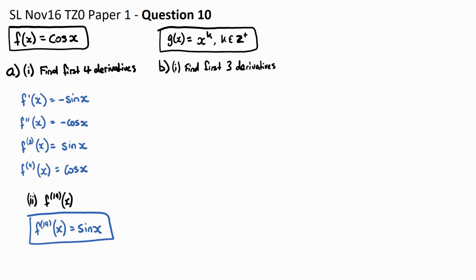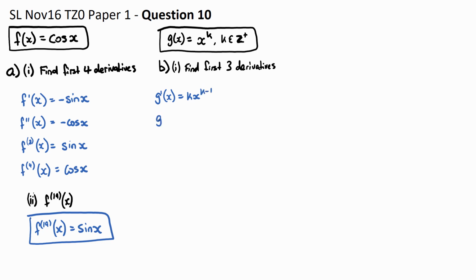Question 10, part B. It says let g(x) equal x to the power of k, where k is a positive integer. Now in part 1 it says find the first three derivatives of g(x). So g dash of x. Now this is just a polynomial, so we would bring the power down. It will be k as the coefficient, and then x, and we reduce the power by 1, so k minus 1.